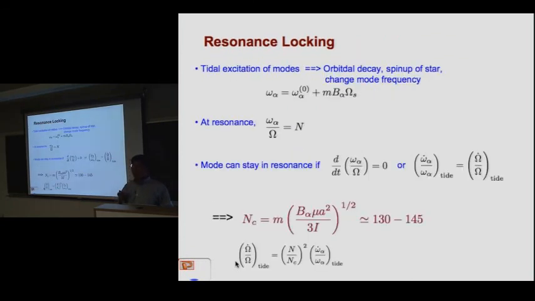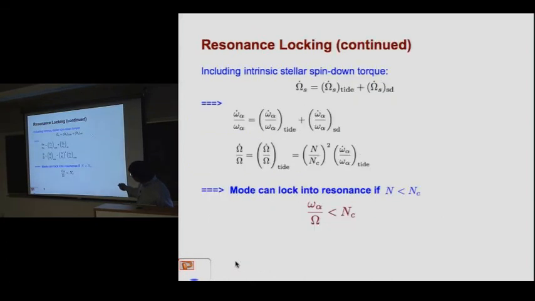But then isn't it fine-tuned? No, if you just do this, then you have to fine-tune, because you have to say, okay, only when n is exactly equal to this can you have locking. But now with this, which is very natural, you can lock in principle as long as n is less than nc. Okay, so we have to go through this.